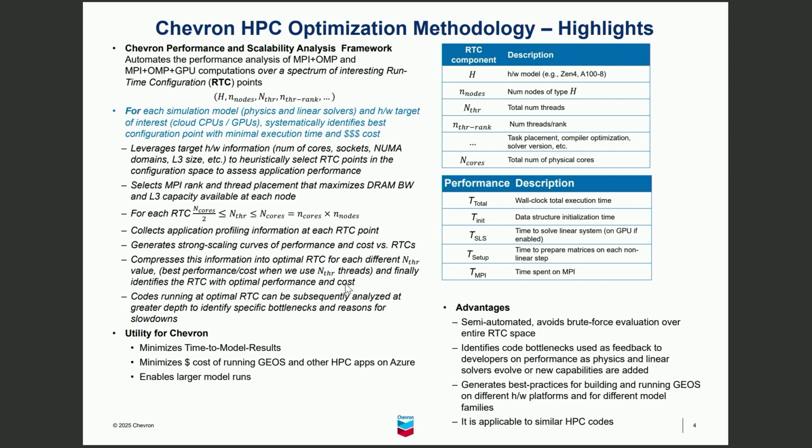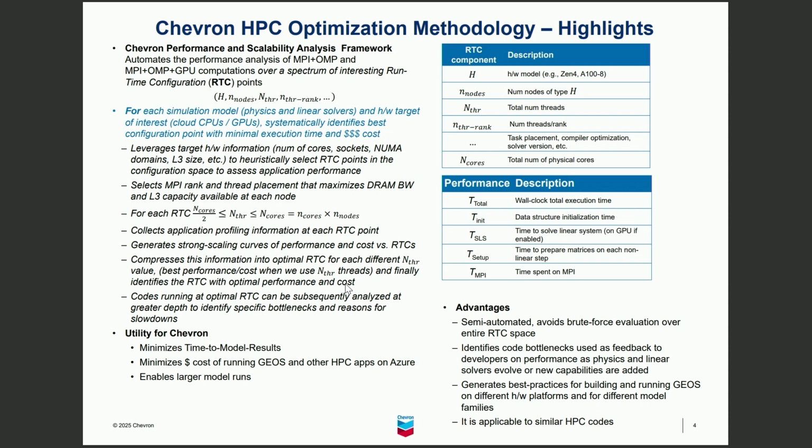And the cost is the amount of resources you use, in this case the number of nodes you use, times the cost per node per unit time, times the wall clock time. So the shortest execution time will not necessarily yield the cheapest cost, and vice versa. So we have to sort through all these possibilities.